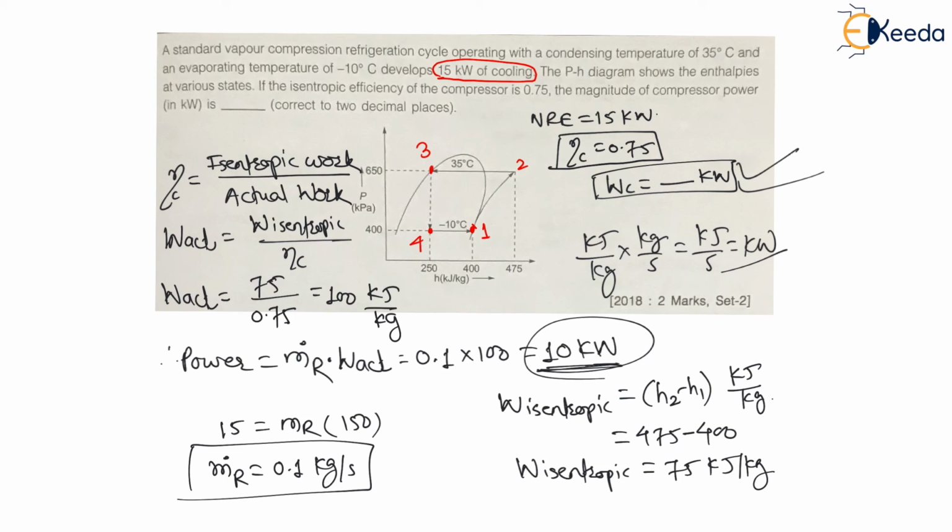And my dear students, here they are asking in kilowatt, and in this fill in the blanks you have to type the answer, and there is no provision for typing the units. Therefore, here you have to type only the numerical value, that is 10, and you will get 2 marks for this answer.